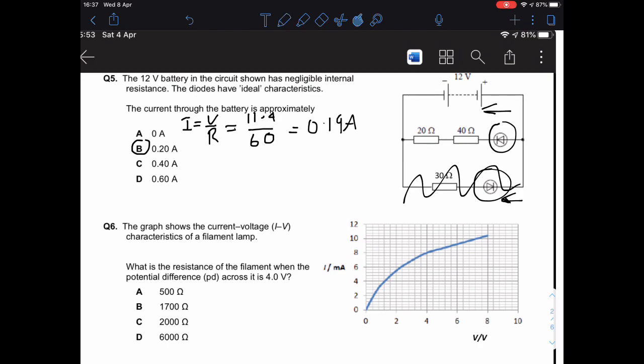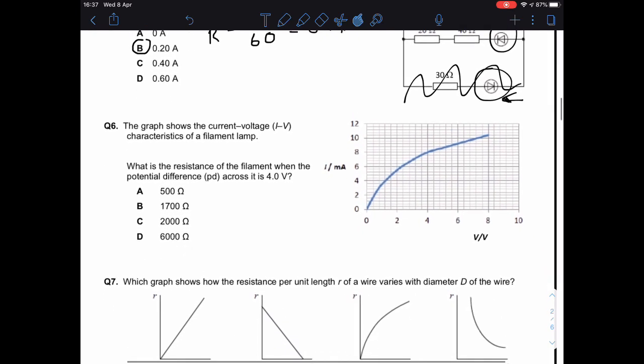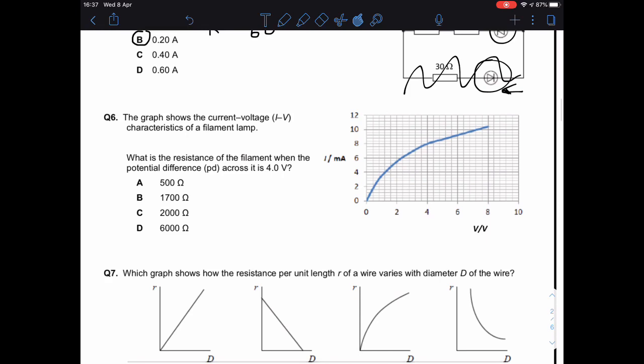Okay, moving on to the next one, question 6, probably the easiest question on the paper here, and yes, everyone got this, so I'll just very quickly talk through this rather than going through everything, working out, etc.